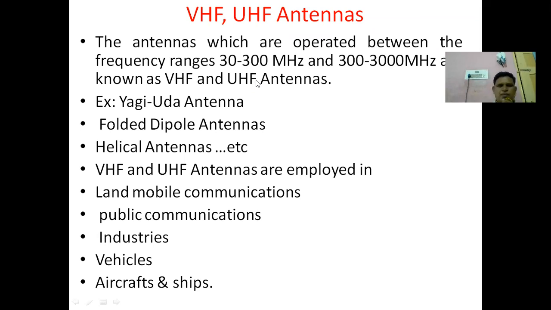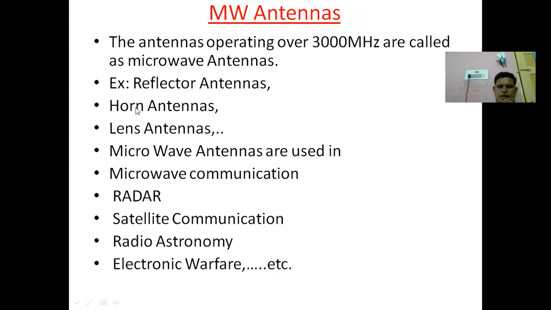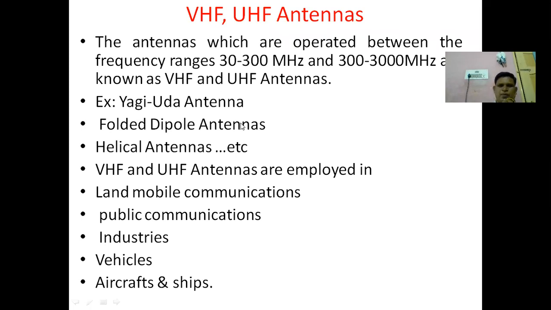The best examples for UHF and VHF antennas are the Yagi-Uda antenna, the folded dipole antenna, and helical antennas. Again, we are studying the dipole antenna, but it is a folded dipole. Here we will use two dipoles arranged in a systematic way, such that they form a folded dipole. There are so many UHF and VHF antennas, but in our syllabus, we are mainly focusing our attention on the Yagi-Uda antenna, folded dipole antenna, and helical antennas only.